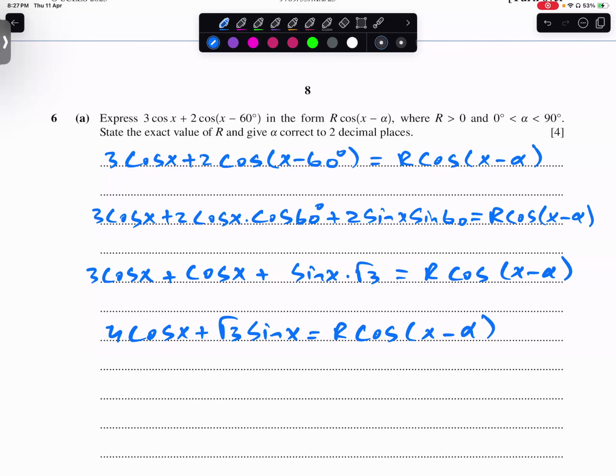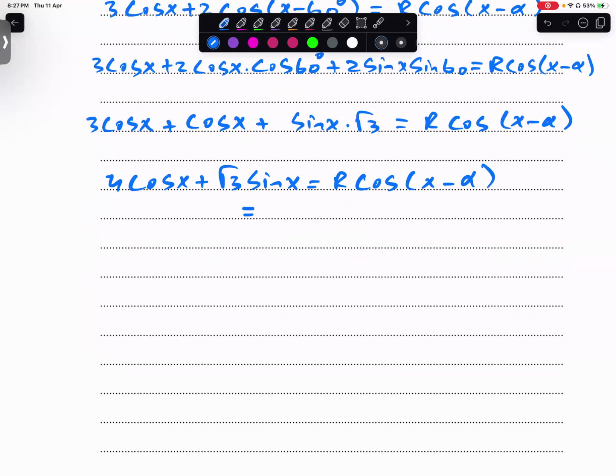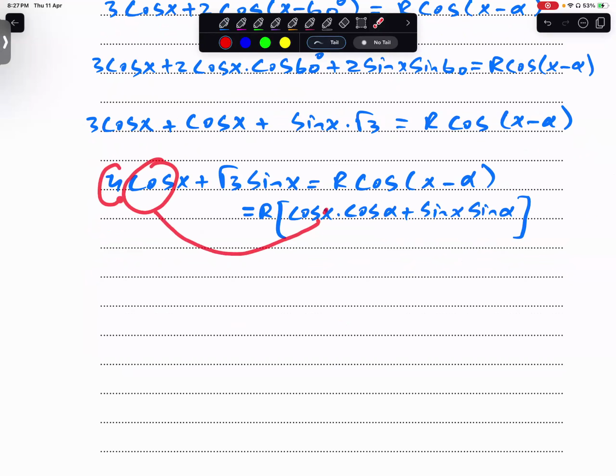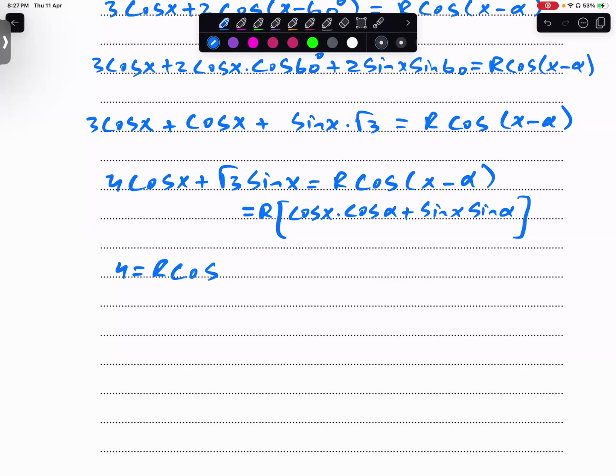Now open the formula on the right side. So r times cos a cos b plus sin a sin b. Now compare cos x with cos x. So 4 is equal to r cos alpha. And then comparing sin x with sin x, √3 is equal to r sin alpha.